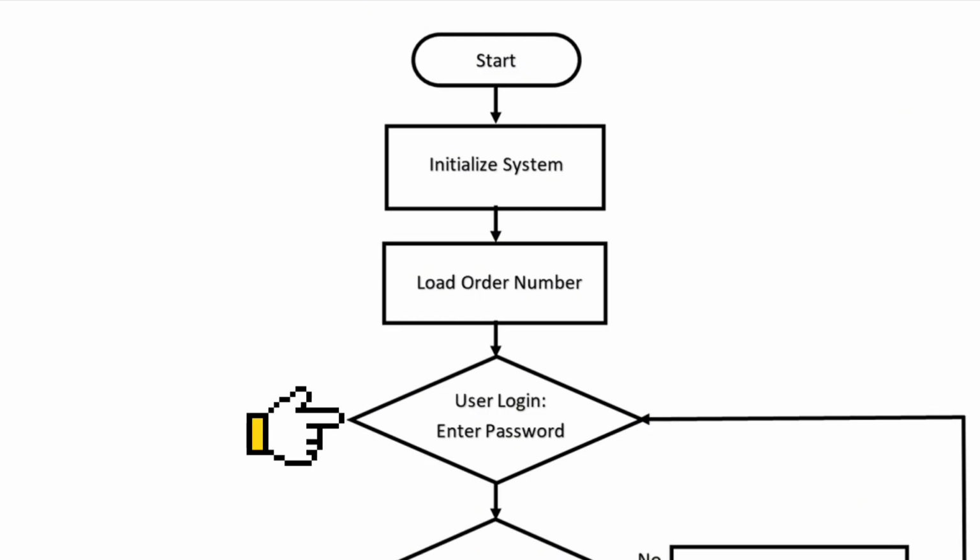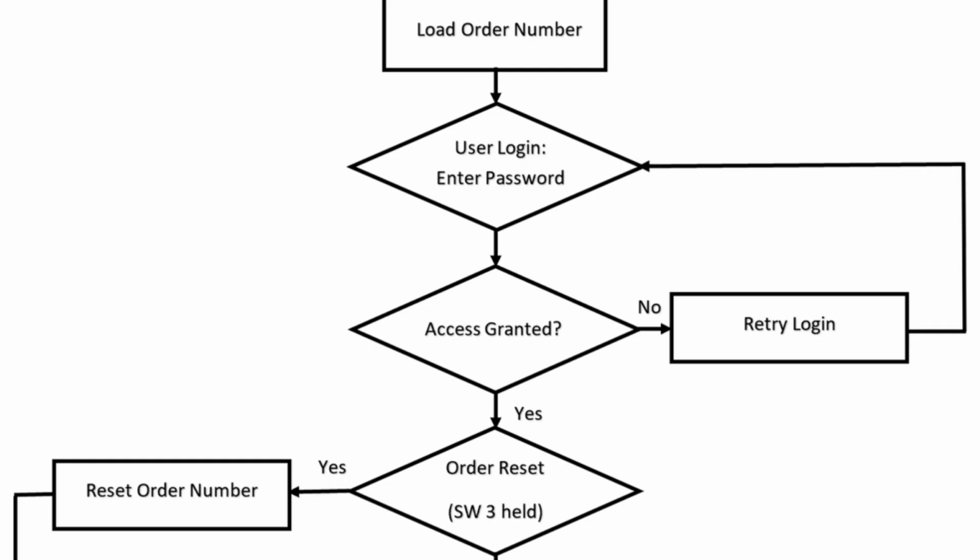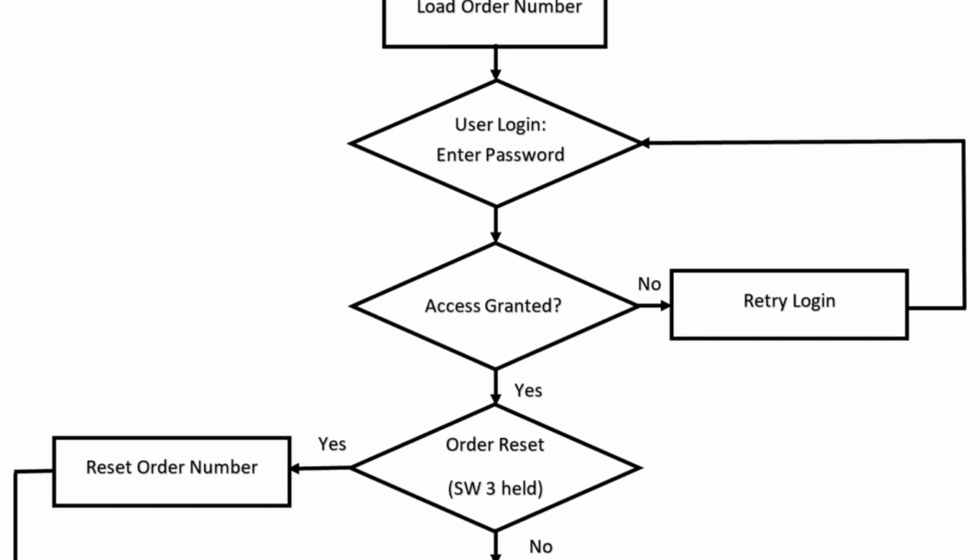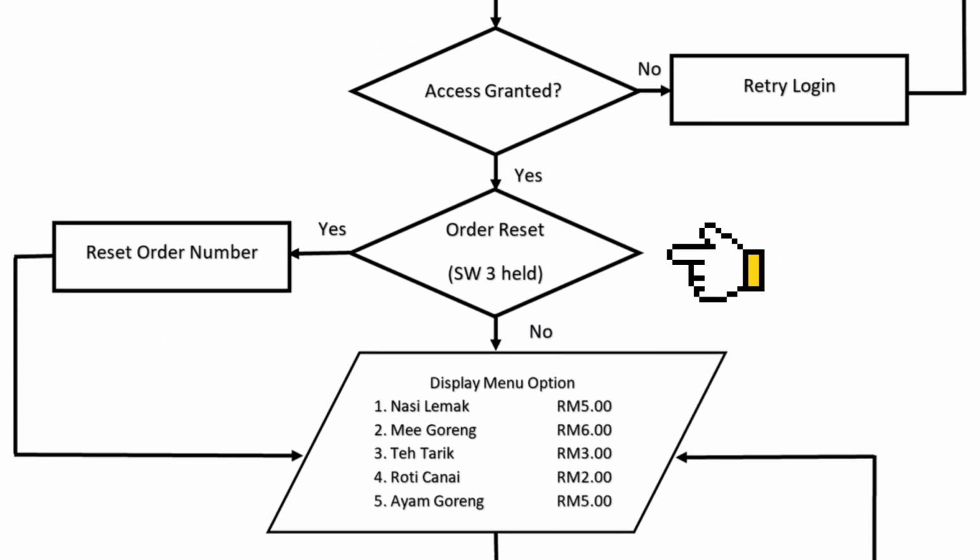The user is then prompted to log in by entering a 6-digit password using the keypad. Each digit is displayed as an asterisk on the LCD for security purposes. If the entered password is validated against the stored password, access is granted and the user may proceed to the next step. If the password is incorrect, the system displays an error and prompts the user to try again. The system creates an admin pass where the admin is allowed to reset the order number or not.